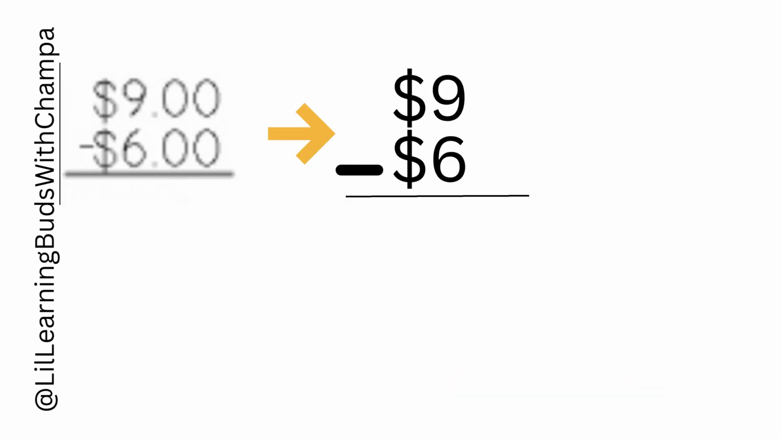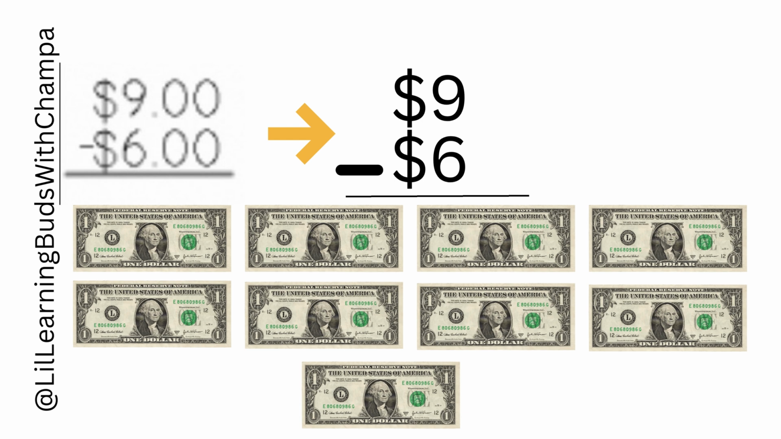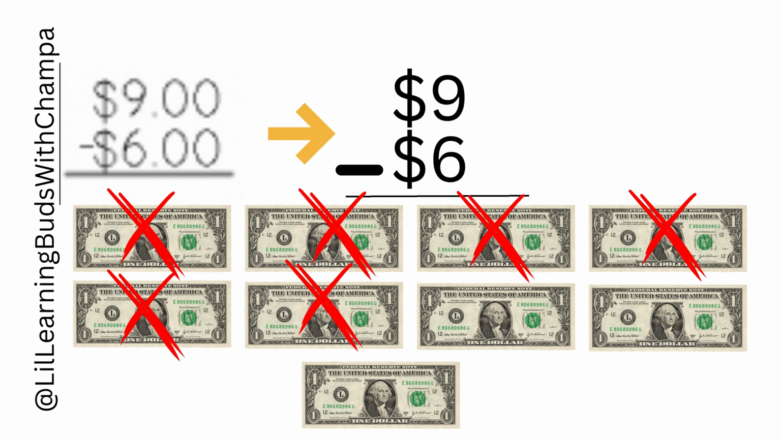$9 minus $6 is like you're having $9, and then you take away $6 from it. How many are left? Can we count how many are left? 1, 2, 3. So $3. So 9 take away 6 is $3.